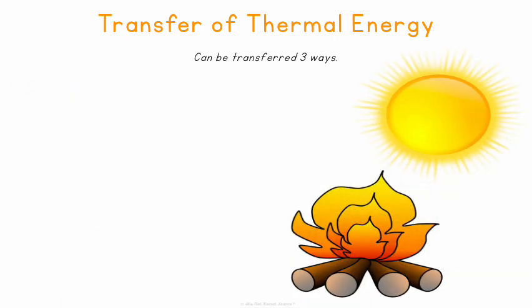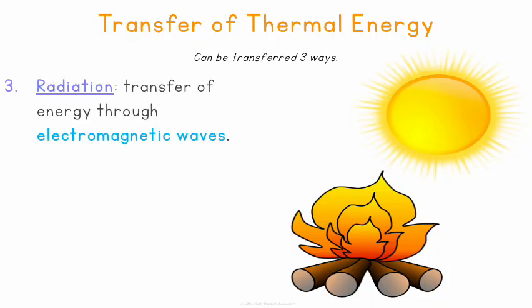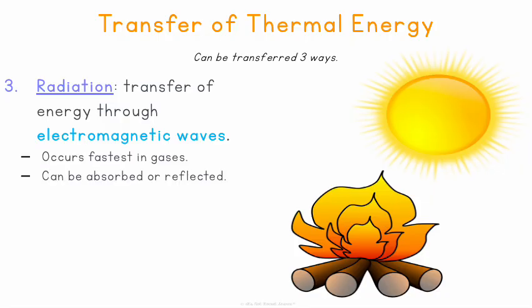And the third way that thermal energy can be transferred is through radiation. Radiation is the transfer of energy through electromagnetic waves. This occurs fastest in gases and can be absorbed or reflected. They can travel through space and in between the molecules. So when you think about radiation, you can think about feeling the heat from the sun or putting your hands over a fire, not directly touching the flames, but just putting your hands over and feeling the heat radiate off of those flames.